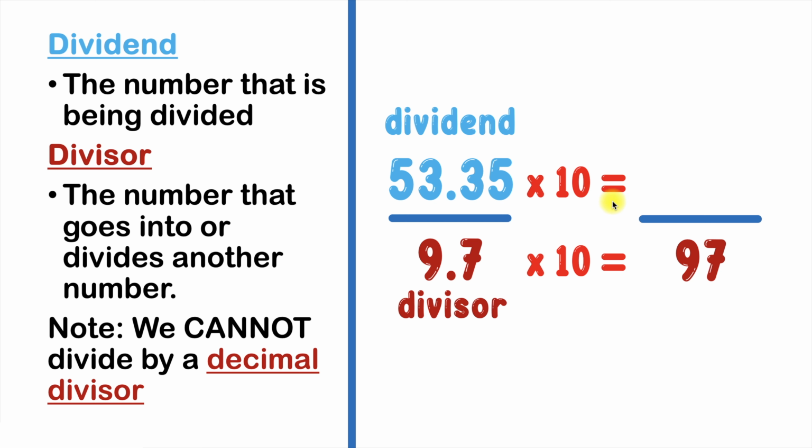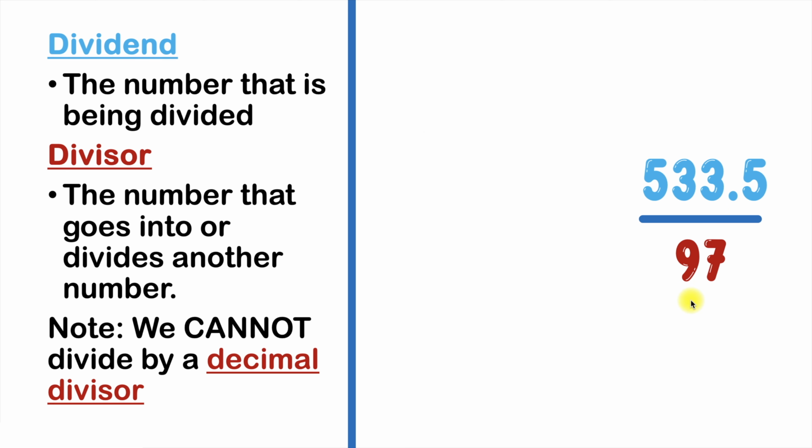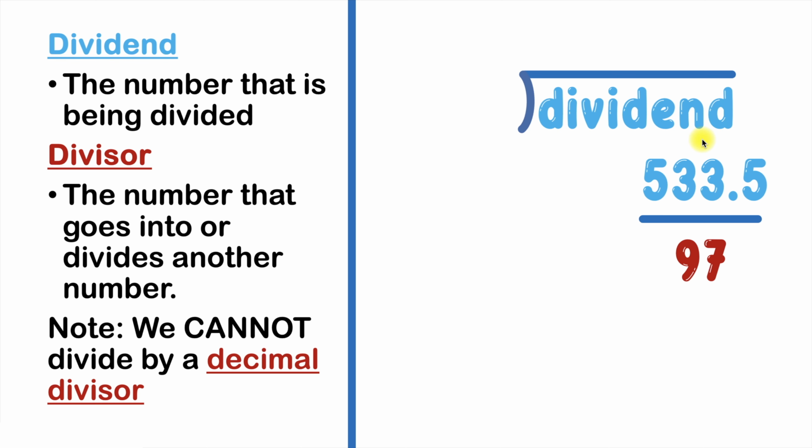Well, that will equal 533.5. The decimal was here, and when we move it one place to the right, it's between this 3 and 5, which makes 533.5. So now that we have a whole number divisor, we can put this into long division notation. Inside of the long division notation, we put the dividend, and outside, we put the divisor.